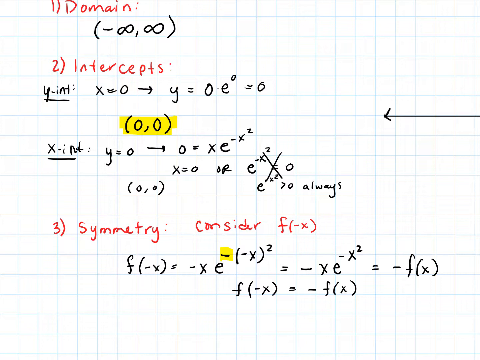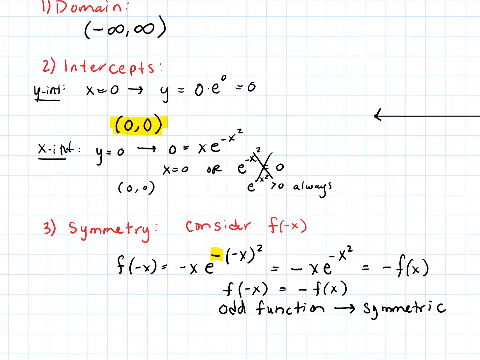So that defines an odd function. So we are an odd function, which means that we are symmetric about the origin. If you need a visual, just think x cubed. X cubed is an odd function. And so this graph will be symmetric about the origin.